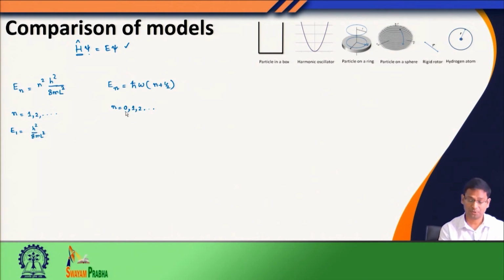Here the lowest possible value of this quantum number n is 0. So, therefore, E 0 is your half h bar omega, and this is the 0 point energy of this system.